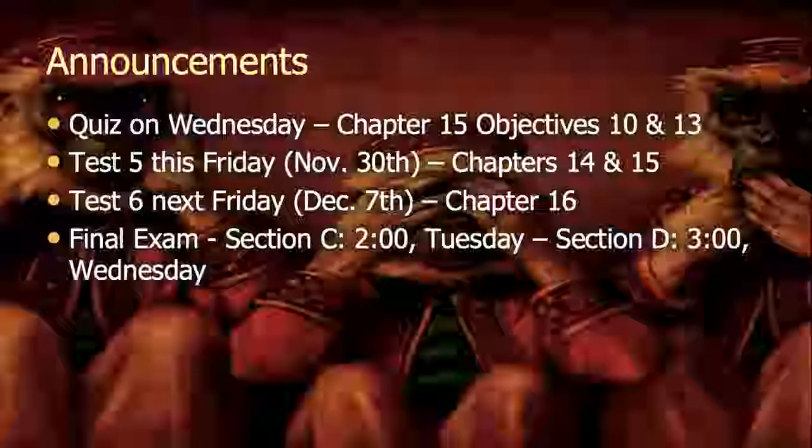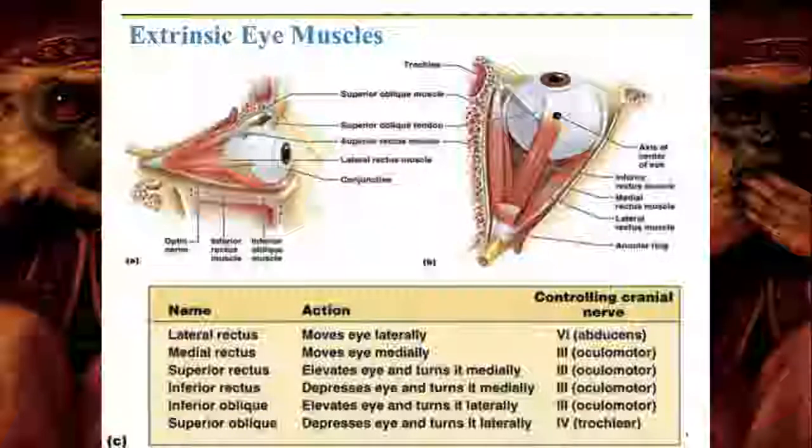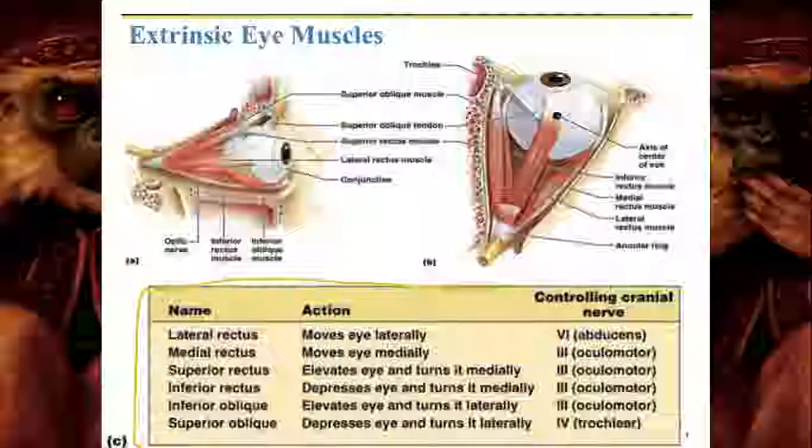Some accessory structures of the eye. This slide is not in your PowerPoint, but one of your objectives is the functions of your muscles. So, of this picture, you need to know the name and the action. You don't have to know the controlling cranial nerve. And they come in pairs.